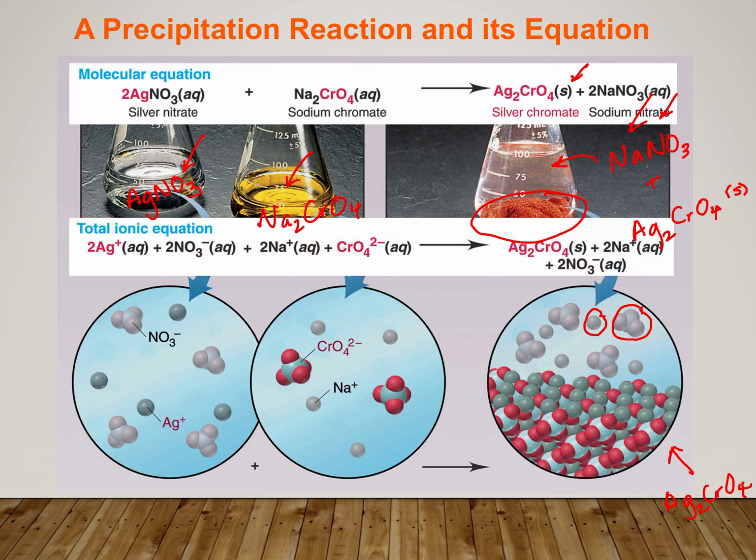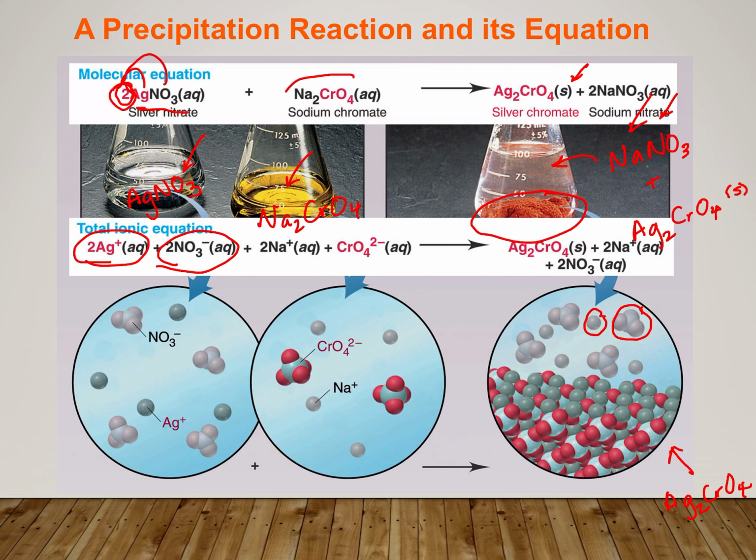We can then write the total ionic equation, which will break apart any of the ionic compounds that are soluble. So you'll see silver nitrate breaks apart into silver and nitrate. And I want to point out that there was this 2 in the front. When we have that 2 in the front and then we break apart silver nitrate, the 2 is going to go to the silver and to the nitrate, because if we had 1 silver nitrate, it would break into 1 silver and 1 nitrate, but we have 2 silver nitrates, so we get 2 silvers and 2 nitrates.